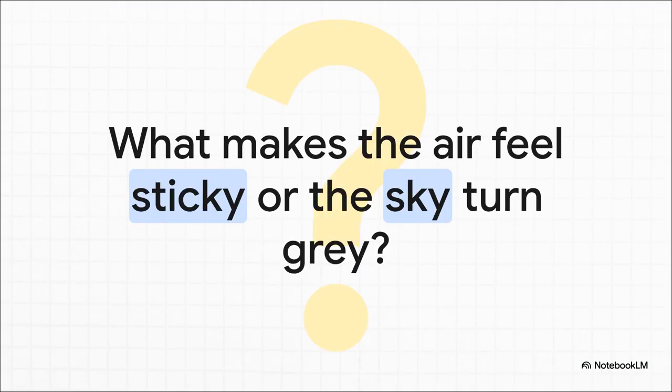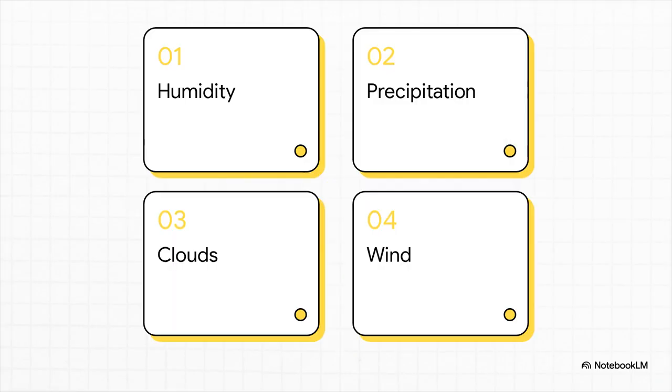It all comes down to a few key ingredients cooking up in our atmosphere. And believe me, these aren't just random events. They're the result of specific, measurable elements, all interacting right above our heads. So, we'll be looking at the four core components that make our daily weather what it is. That's humidity, precipitation, clouds, and, of course, wind.